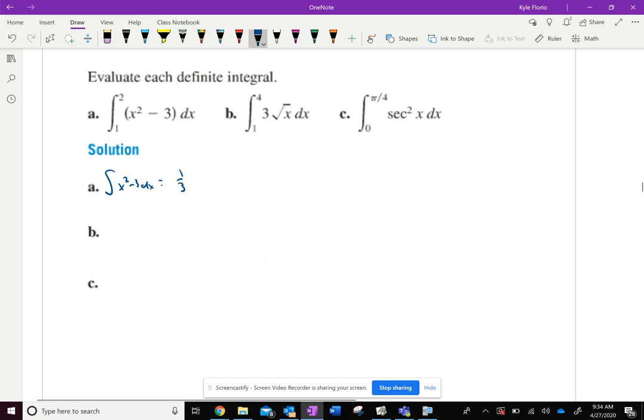So the antiderivative of the first one is going to be 1/3 x cubed minus 3x from 1 to 2. Let's see if I plug in 2. 2 cubed is 8, so it's going to be 8 thirds, minus 3 times 2 is 6. If I plug in 1, that's just going to be 1 third minus 3. And that's going to give us negative 2 thirds. Okay.